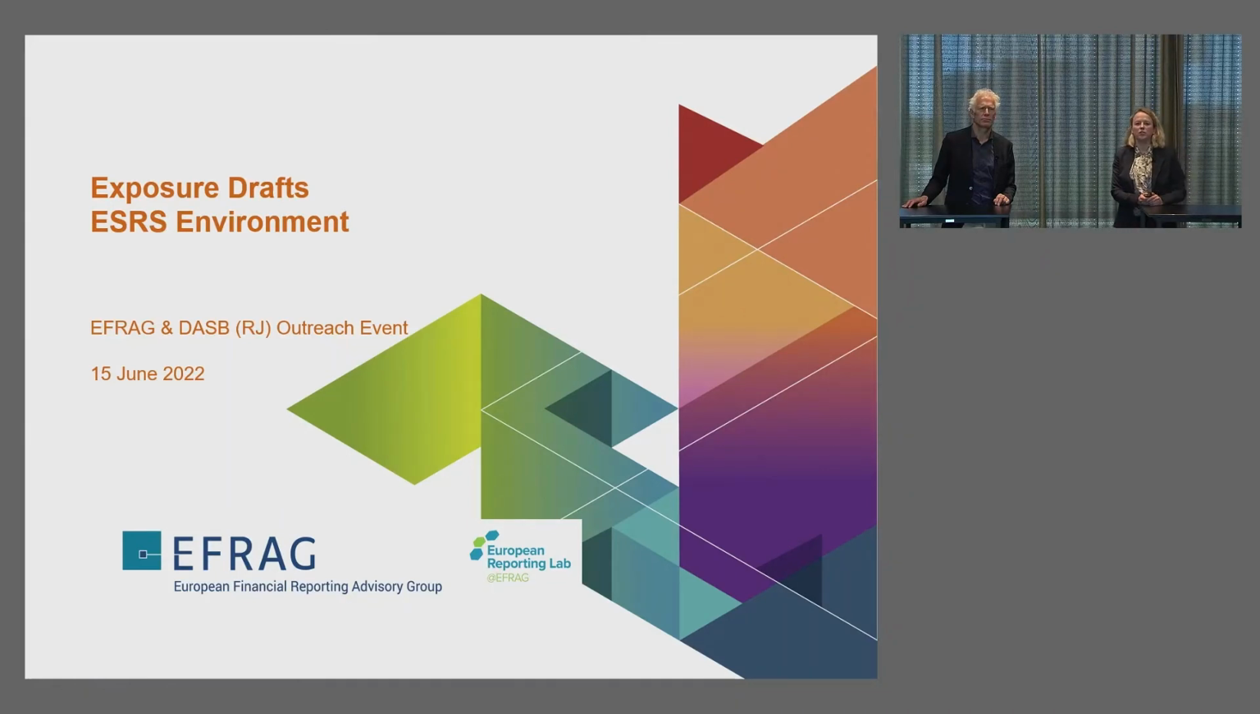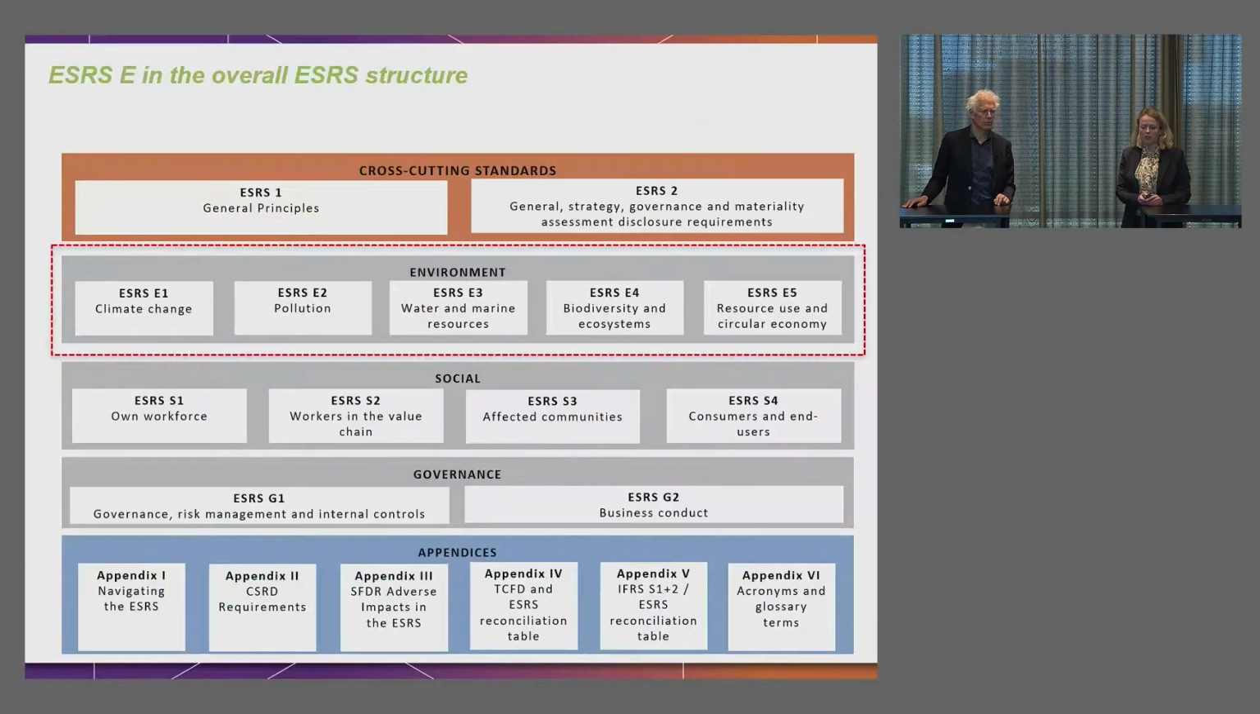Now we are going to deep dive into the topical standards, and the first set is environmental standards, the long-awaited environmental standards, which include 5 key standards. And again, this picture you've already seen, and you will see it again and again. This shows the entire set of ESRS and where environmental standards are positioned. And we speak about climate change, pollution, water and marine resources, biodiversity and ecosystems, and resource use and circular economy.